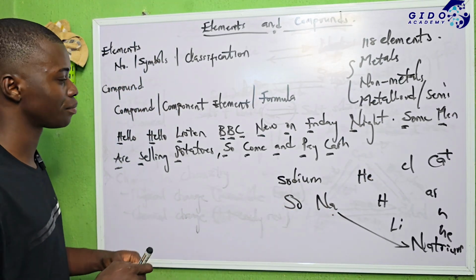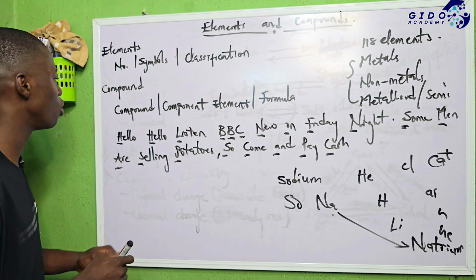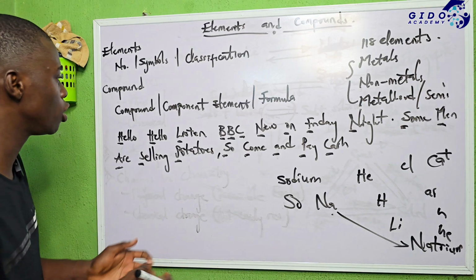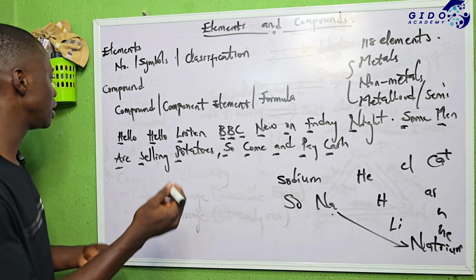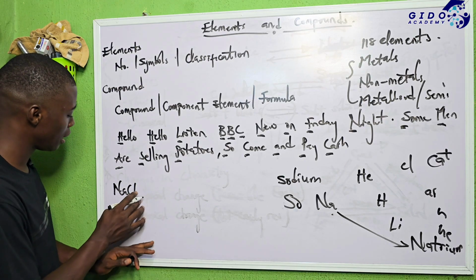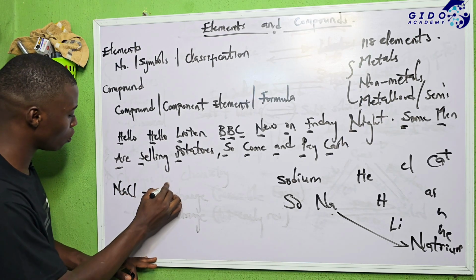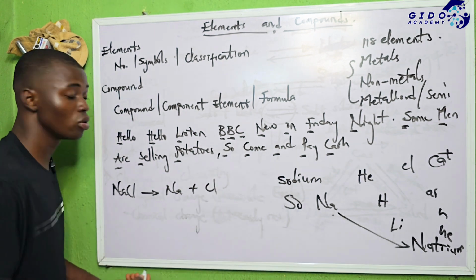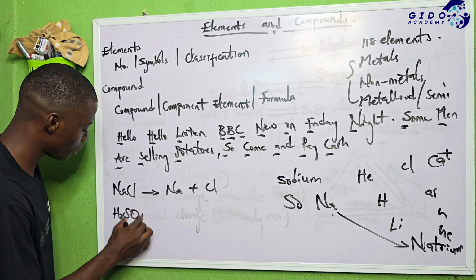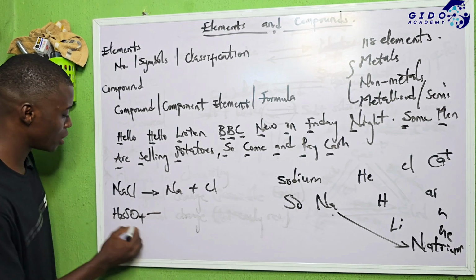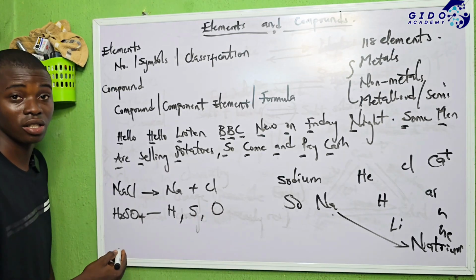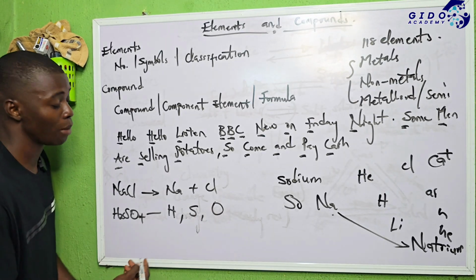Then apart from the symbol, what are compounds? A compound consists of two or more elements. Let's say this is sodium chloride. How many elements do we have there? Two. We have sodium plus chlorine. Then this is hydrogen tetraoxosulfate(VI), H2SO4. How many elements do you have there? We have hydrogen, yes. We have sulfur, yes. We have what? Oxygen.